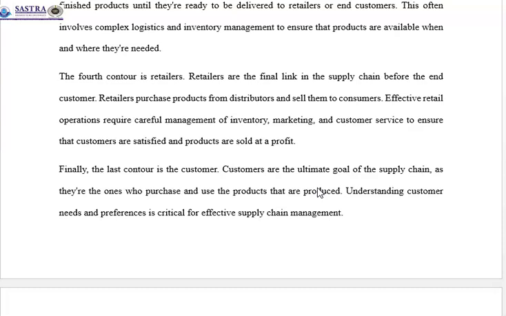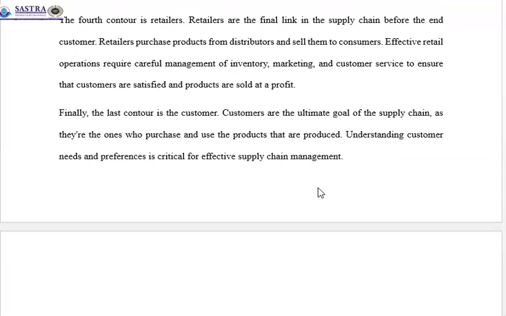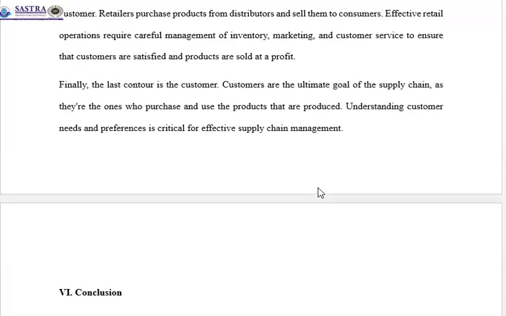Finally, the last contour is the customer. Customers are the ultimate king of the market and the goal of the supply chain, as they are the ones who purchase and use the products that are produced by various manufacturers. Understanding customer needs and preferences is critical for effective supply chain management.